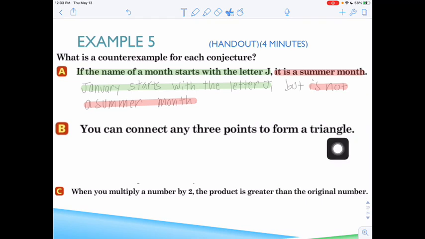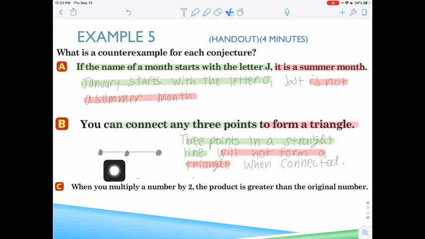Part B says you can connect any 3 points to form a triangle. Again, there are many cases where this is true. However, we only need one example where it does not work to prove that the conjecture is false. So here we have 3 points that are in a straight line, and you cannot form a triangle out of these 3 points.